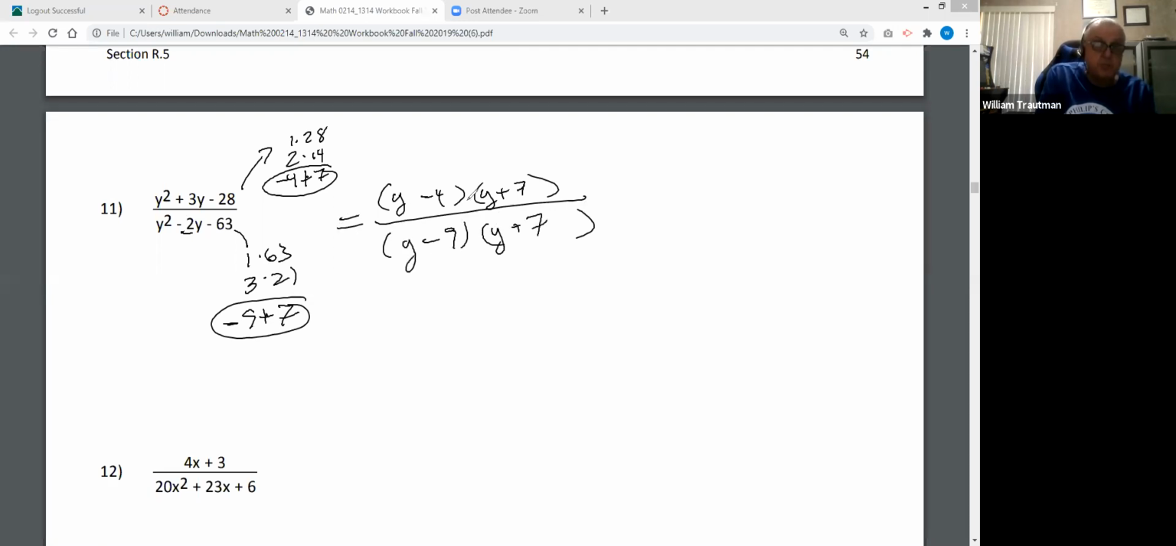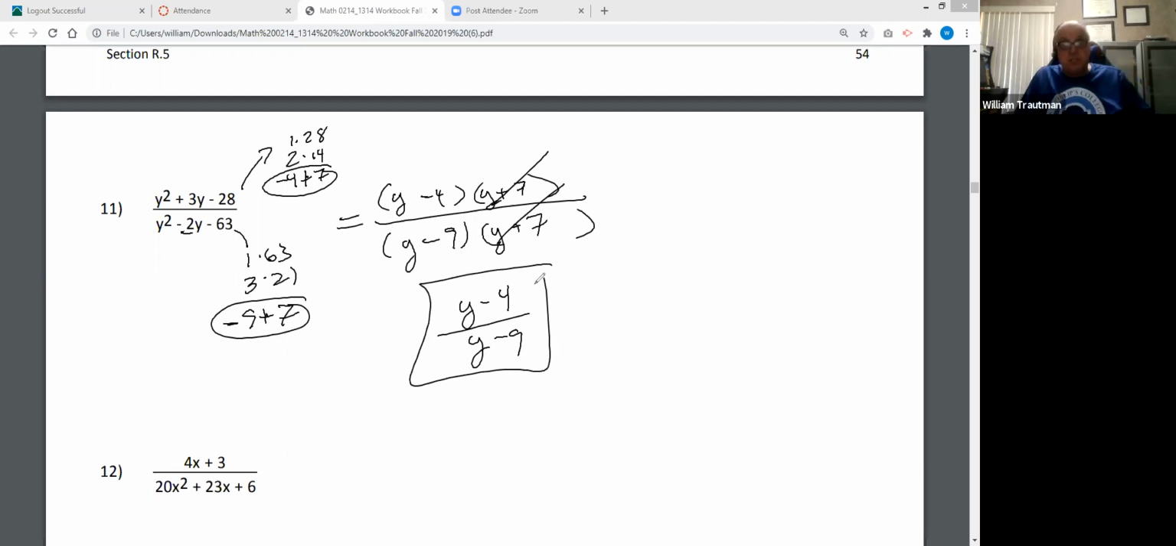So it's factored. We factor the top, we factor the bottom, then we cancel anything that's the same. We're done. Y minus 4 is left over on top, y minus 9 is on the bottom, and that's my answer. Now I know I factored these a little quickly, but you can see that when there's no number in front of the y squared, it's a quick factor. You just have to find all the pairs that multiply together to get 28 and 63, then add or subtract to equal the middle term.